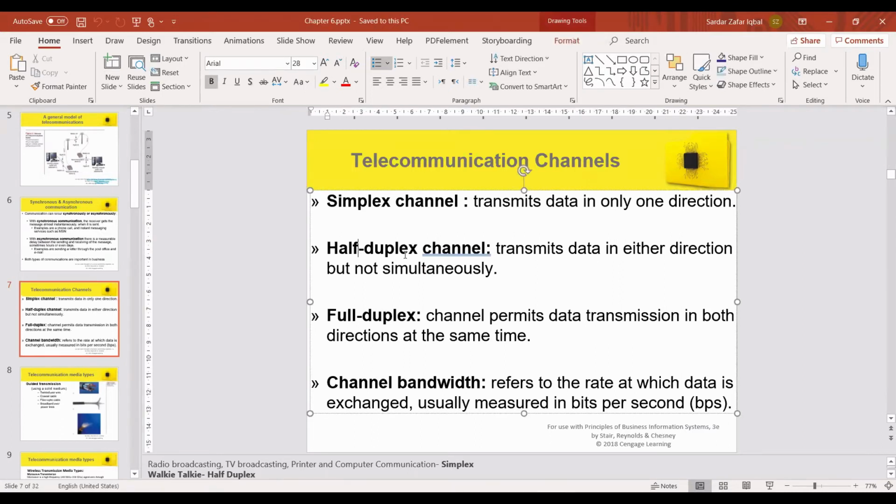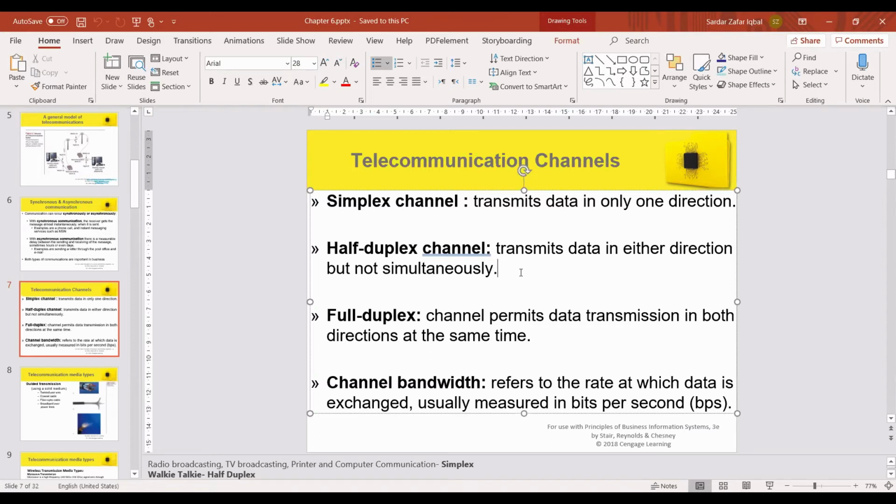Another type is the half duplex channel that transmits data in either direction, but not simultaneously. In half duplex you have two-way communication, but not at the same time. First, the sender will send, the receiver will receive. Then the receiver will send, and the sender will receive. You got the point? Guys, are you with me?